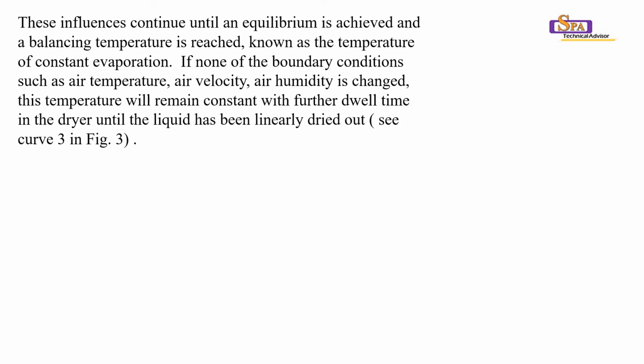These influences continue until an equilibrium is achieved and a balanced temperature is reached, known as the temperature of constant evaporation. If none of the boundary conditions such as air temperature, air velocity, air humidity is changed, this temperature will remain constant with further dwell time in the dryer until the liquid has linearly dried out. See the curve here.